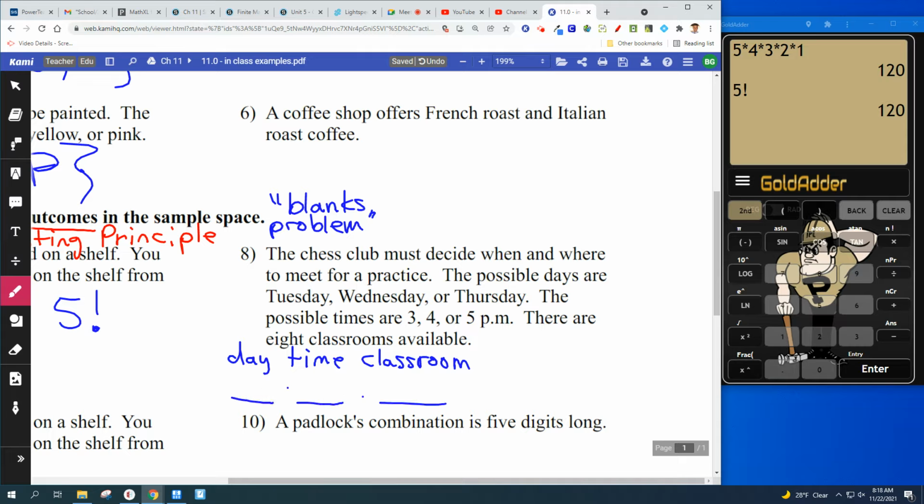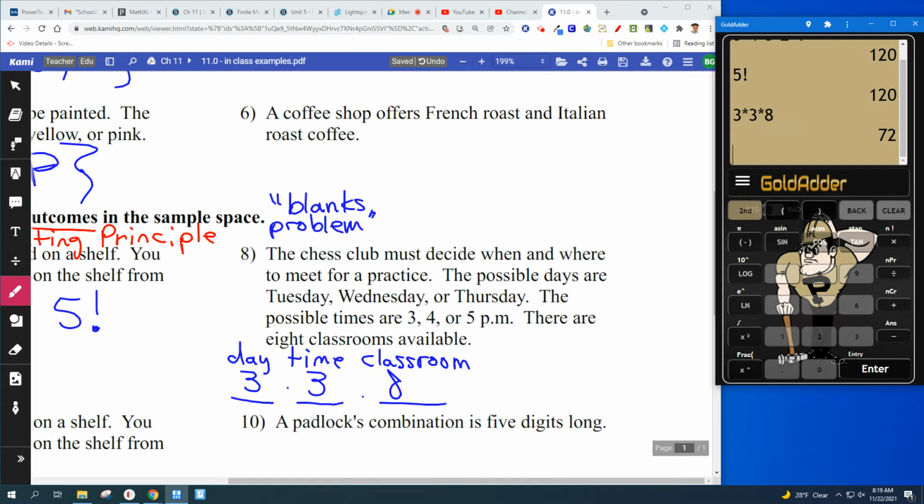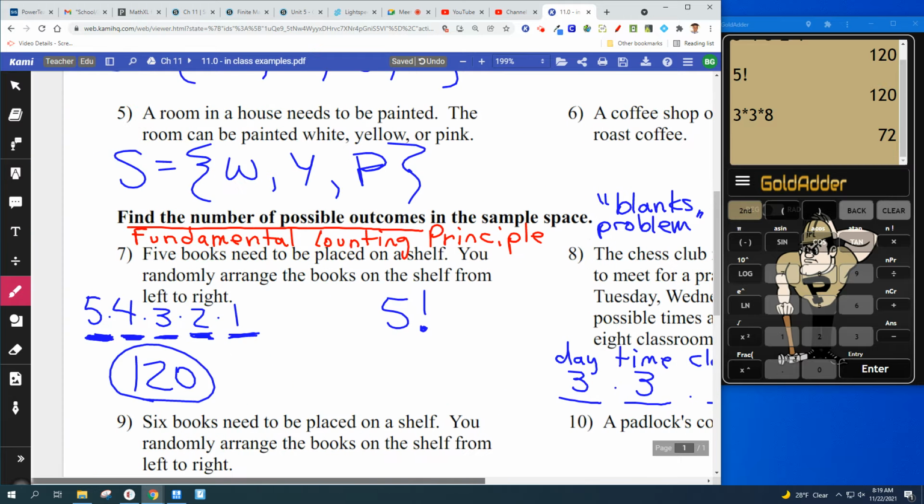All right, so all that it's going to take here is to say how many days are possible in this problem? 3. And how many times are possible? 3. And 8 classrooms. We need to multiply those 3 numbers together. 3 times 3 times 8 is 72. There are 72 ways of doing this situation, all right? So when we are counting, in this chapter, we're answering the question of how many ways are there of doing such and such.